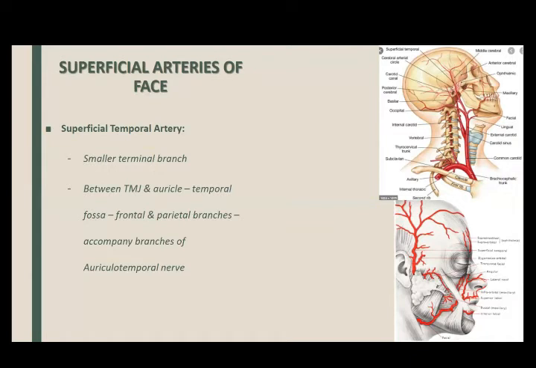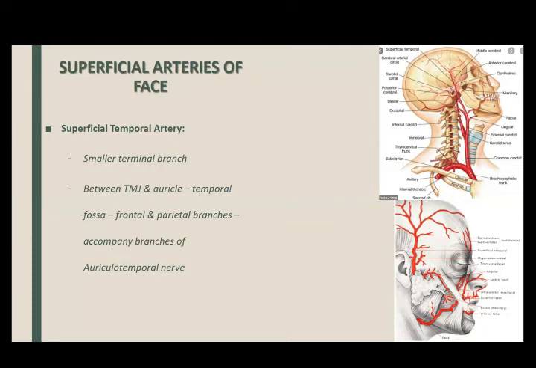This is the smaller of the two branches. There are two terminal branches of the external carotid. मतलब जब external carotid end करती है, तो it ends by dividing into two branches. The one I showed you is the superficial temporal, और ये जो smaller branch है, this is the maxillary. ये इसकी दो terminal branches हैं, ठीक है?